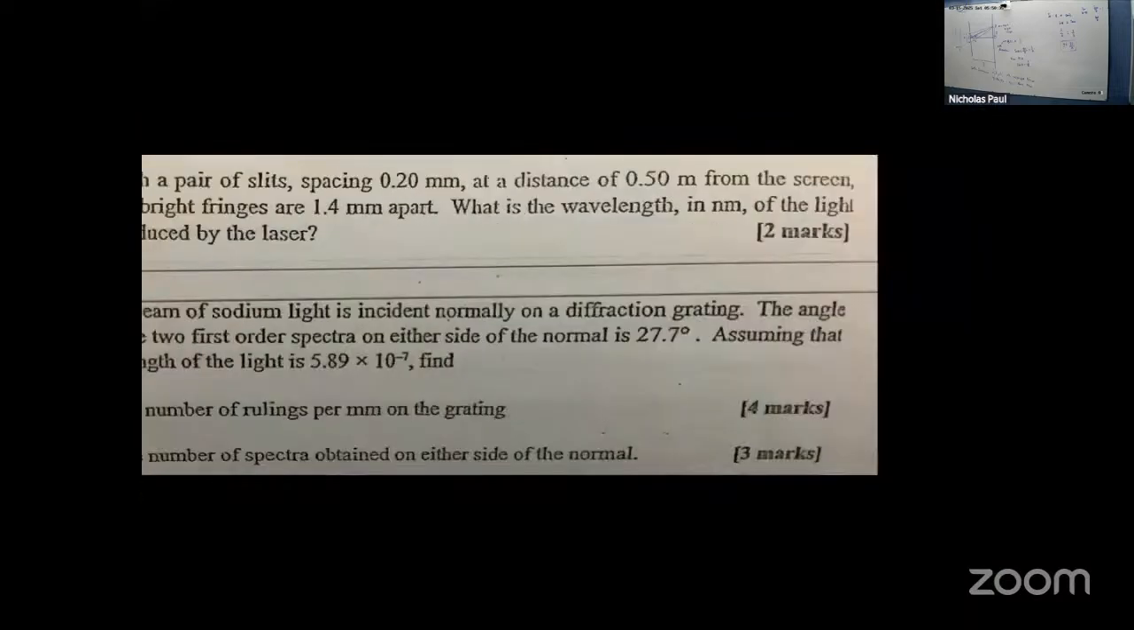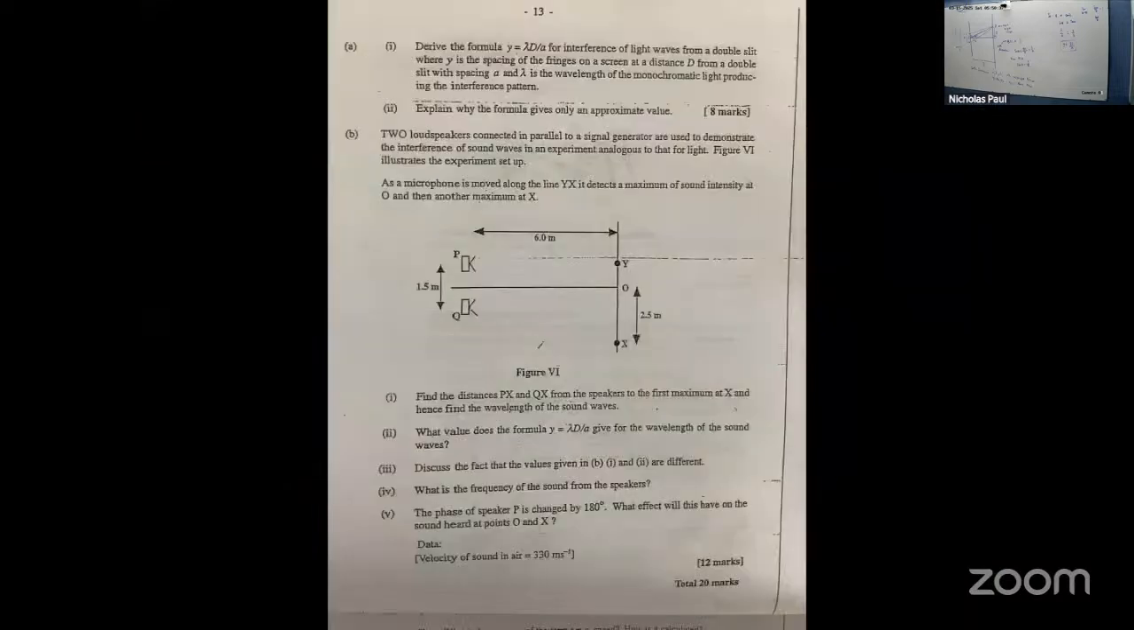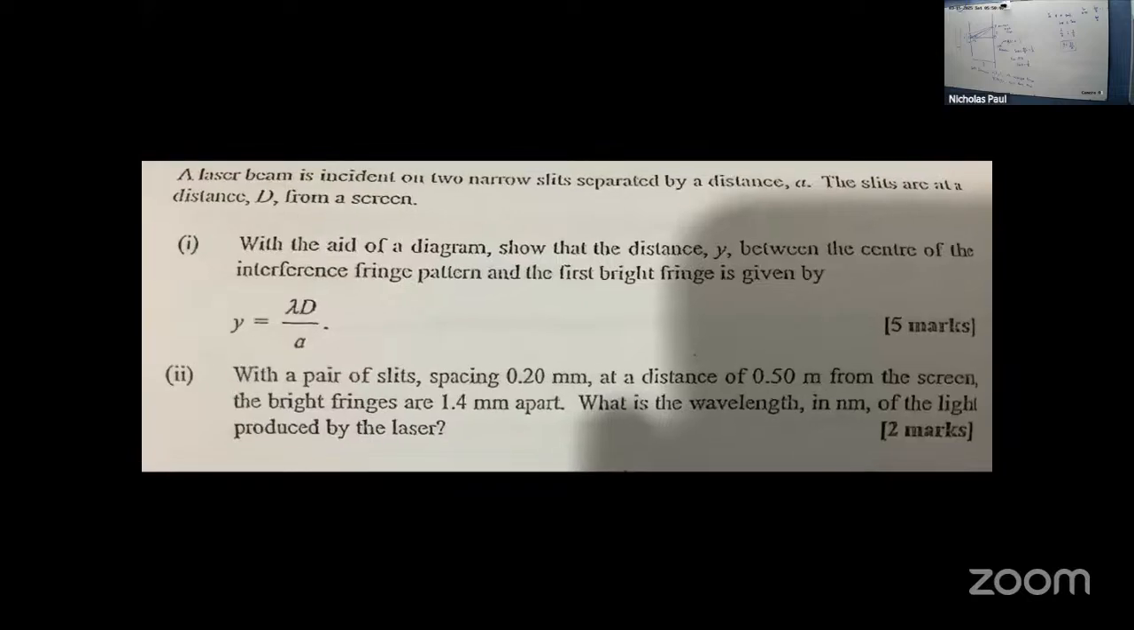So in short, to convert 10 to the -7 to 10 to the -9, all I really have to do is move the decimal place to the right 2 places. If you convert 560 by 10 to the -9 and 5.6 by 10 to the -7, you get the same thing, right? Hopefully that was helpful. Try this next one here.